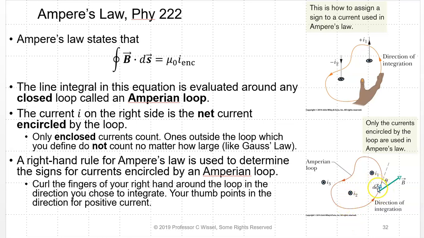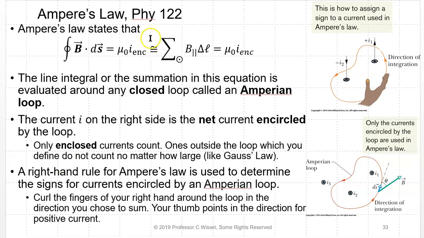So this one would be positive and that one would be negative. Okay, so Physics 122 or non-calculus based students, Ampere's law states that mu naught I enclosed is the sum of B parallel delta L all the way around the loop. This is the line integral or the summation. This is to remind you to go all the way around the loop.